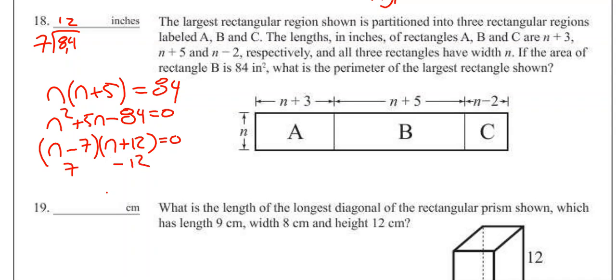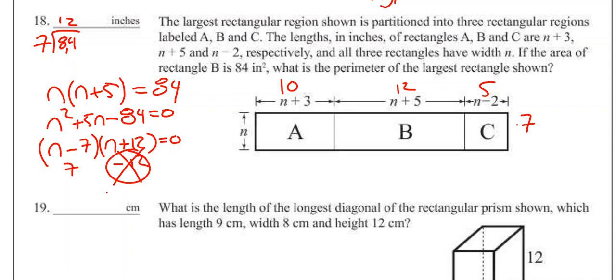Now, is it possible to have a negative side length? No. So I can throw out the negative 12, because that would give me a negative side length. So that means that n is equal to 7. So that means that this is 10. 7 plus 5 is 12. 7 minus 2 is 5. And that means that this is 7.